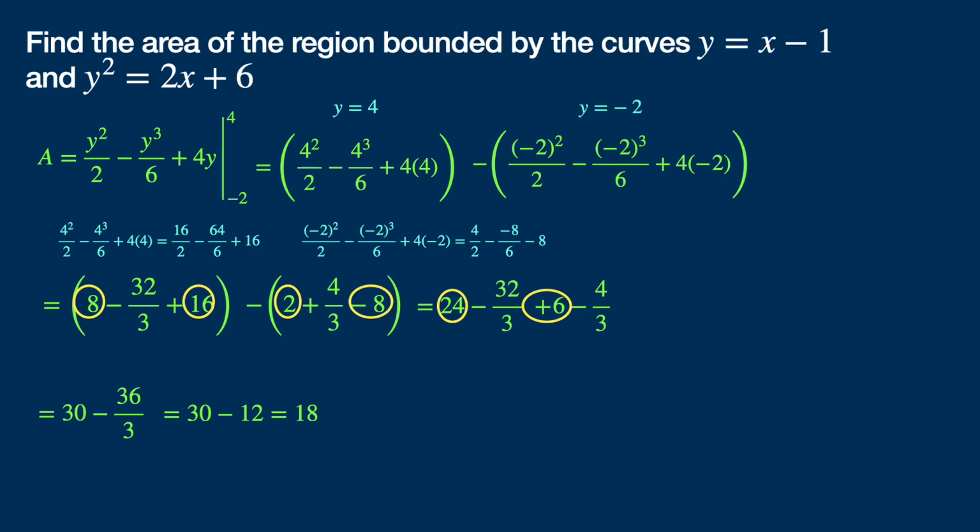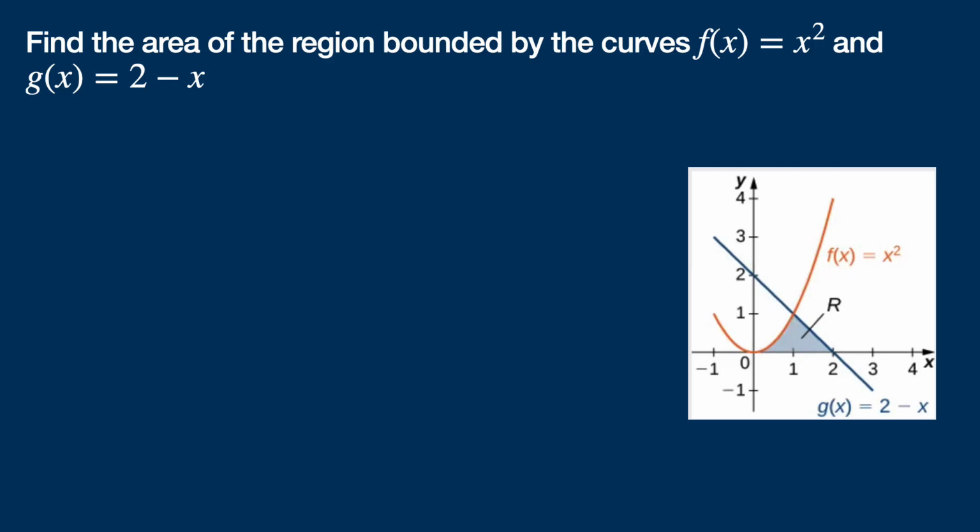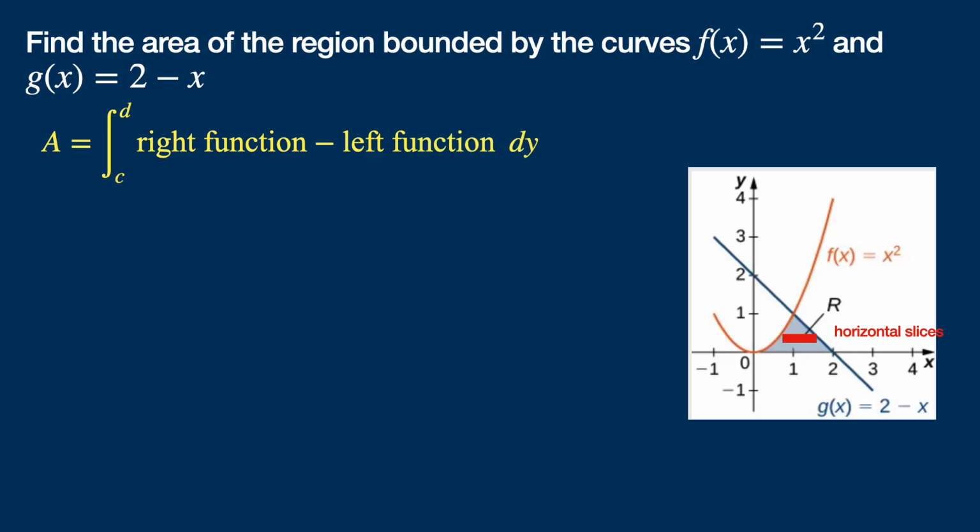Let's have one more example right there, guys. So look at this one. Find the area bounded by the curves f of x is x squared, g of x is 2 minus x. We want to use horizontal slices. Horizontal slice, what do you need, guys? You need the interval of y, and the right function and left function. Make sure you have the right function and left function, dy. You're going to integrate with respect to y, so we have to find the functions of y.